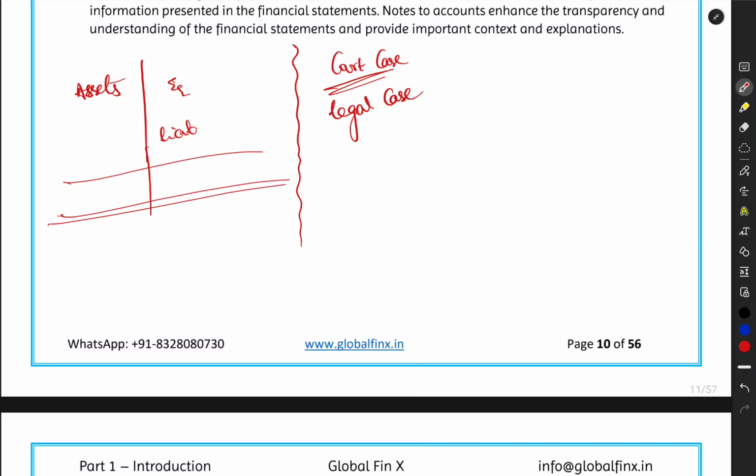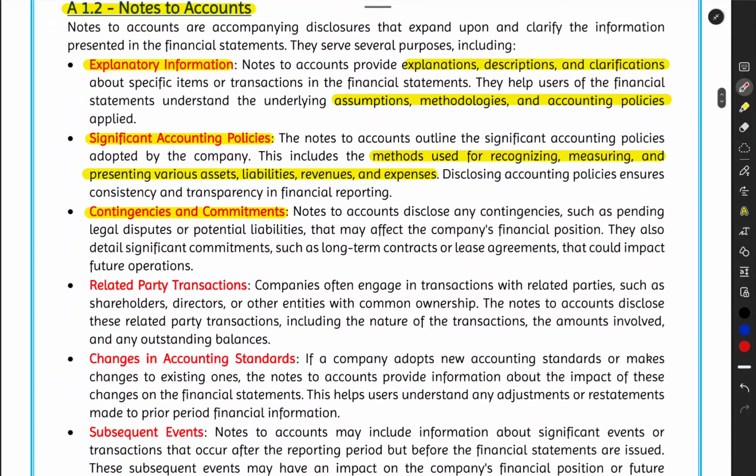That is why you have to read the notes to accounts, sir. In the notes to accounts, you have a section called contingencies and commitments. Contingencies means what, sir? Something that may or may not happen in the future. We might win the case, we might lose the case. Then also you have to show it in the notes to accounts. It is your obligation to show it.